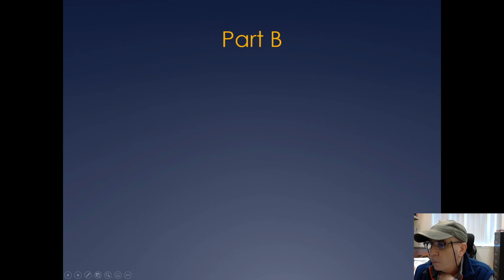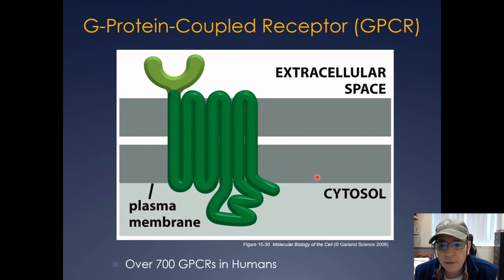Okay, class. So now we're going to start getting into some more specifics with cell signaling. But before we do that, let's just take a quick look at G-protein coupled receptors. These came up in part A of today's lecture. But here they are again.